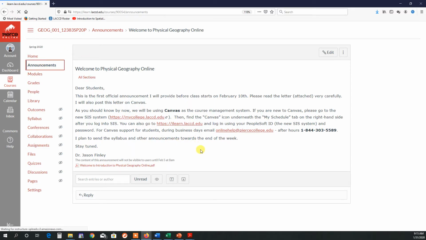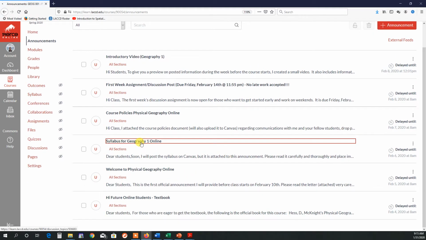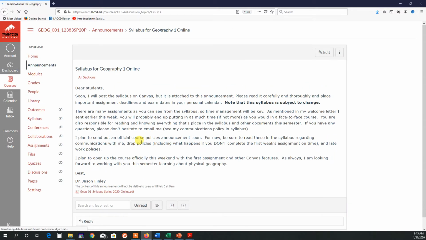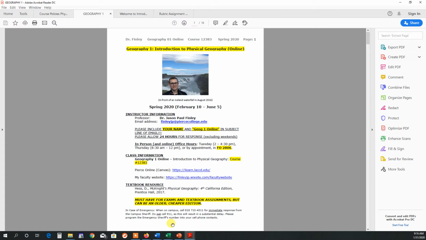So continuing on with the announcements, my third announcement is about the syllabus. And I talk a little bit about the syllabus here and how there are certain parts of other announcements and other documents within the syllabus. So let's just go through the syllabus very quickly. Now keep in mind the syllabus is quite lengthy, but there's going to be a syllabus quiz during the second week of class. The first page focuses on just the basics of the course. You know, what the course is, when it starts, email address, class information, and textbook.